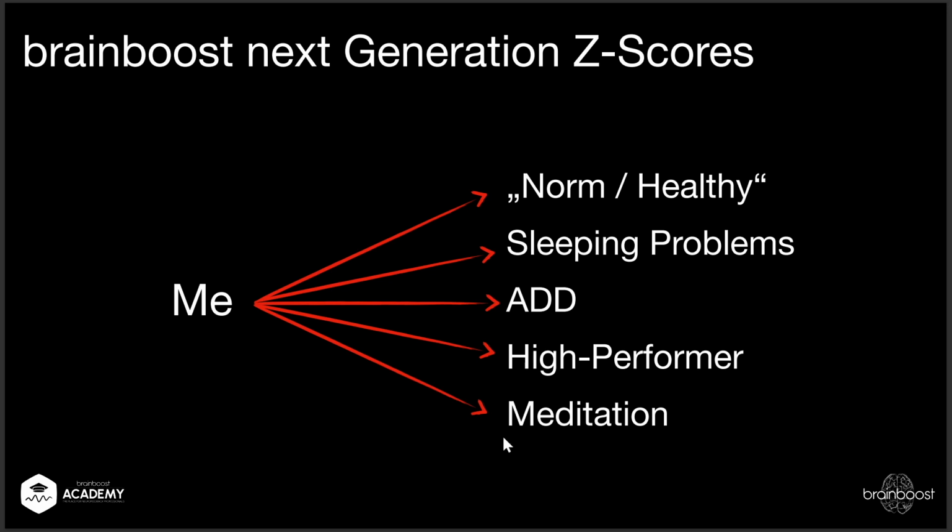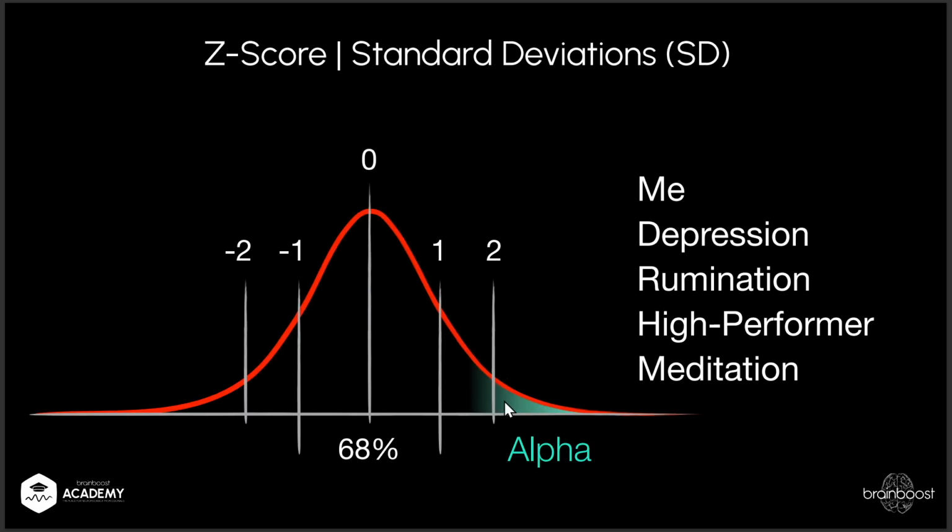And now our future thinking will be that, for example, we see, oh, I'm here, I have 2.5 SDs of alpha. So it can be me having a depression, because a lot of people with depression have, it's just a random example, a lot of alpha. It can be people that have rumination generally, but it can also be people that are, for example, high performers, or that meditate a lot, because they also tend to have on certain parts a lot of alpha. It's just an example.